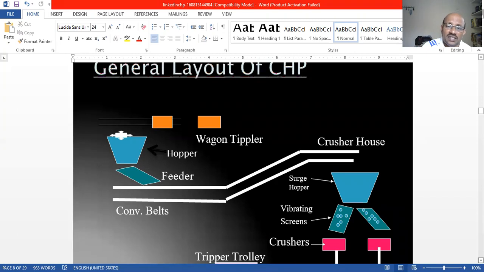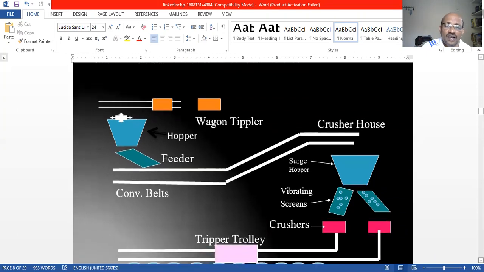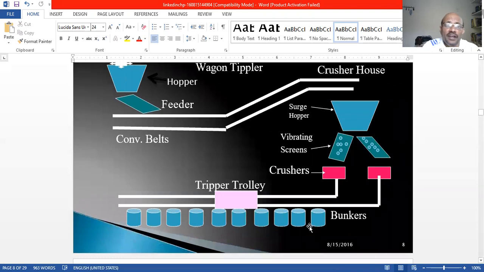That is the vibrating screens. Then at the bottom there will be crushers. With the crushers we cut the coal, meaning we size the coal, and then we send it to tipper trolleys, and with the help of the tipper trolleys we store it wherever you want. If you want to store it in bunkers, you can store it in bunkers. This is the general layout of coal handling.